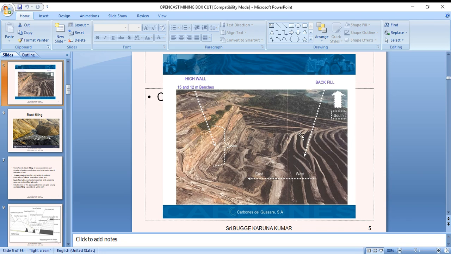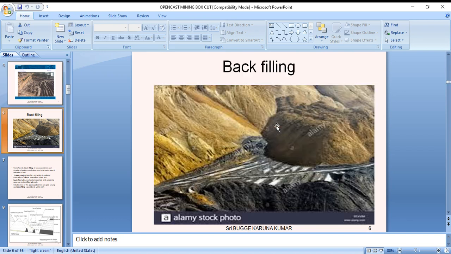So the movement of the mine is going this side. This is the advancement side I am showing here. And also, this is the back side of the operation. So the material taken will be dumped here, forming the roads. So this is the activity of the backfill operation.